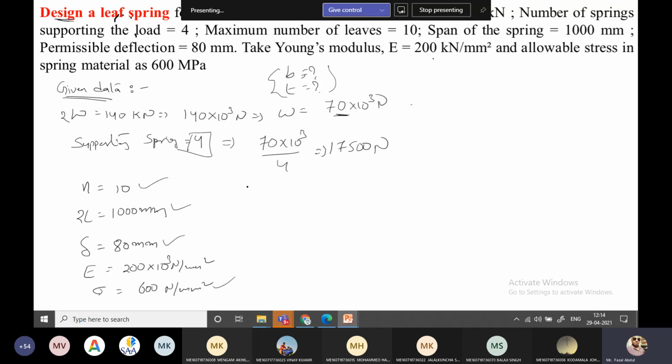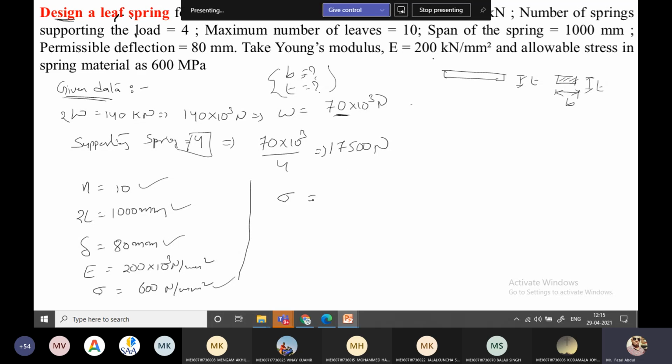Now to calculate these, T is the thickness of the leaf spring, meaning the thickness of one leaf, and B is the width of the leaf. Now to calculate this, the bending stress equation, what is that?